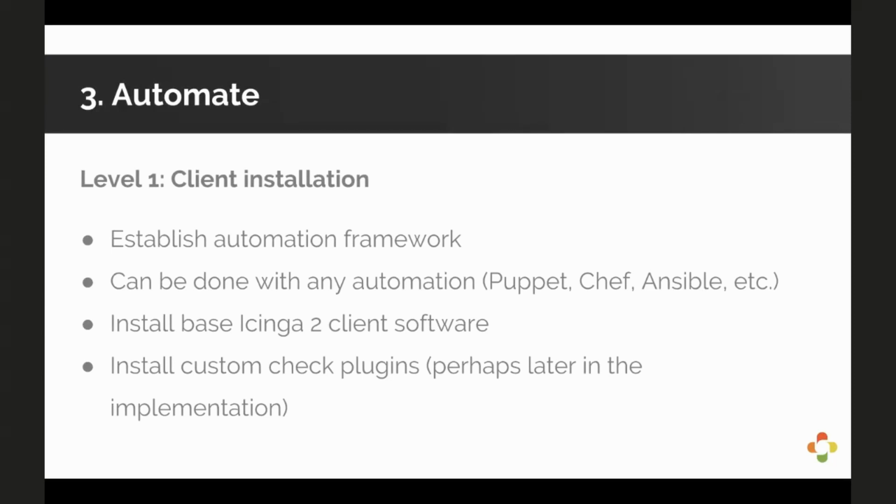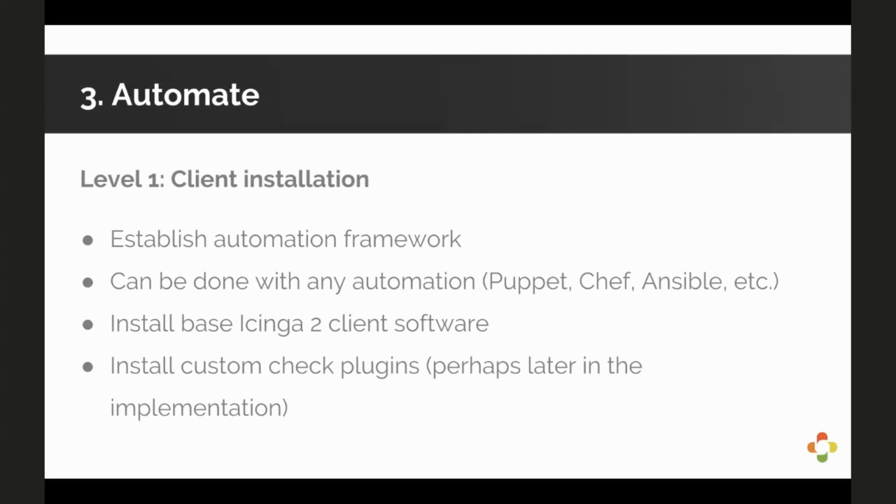So the first thing we need to do is establish an automation framework. Some customers don't have a lot of configuration management in-house. We might bring in something very lightweight like Ansible to help them install the client software on their machines. But it can be done with any automation, Puppet, Chef, Ansible, what have you, as long as you can install software packages and configure the settings for those packages.